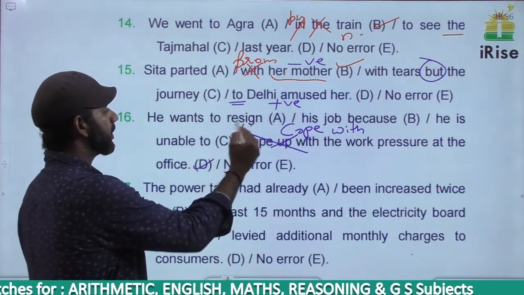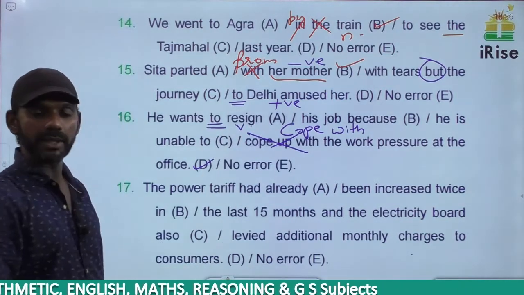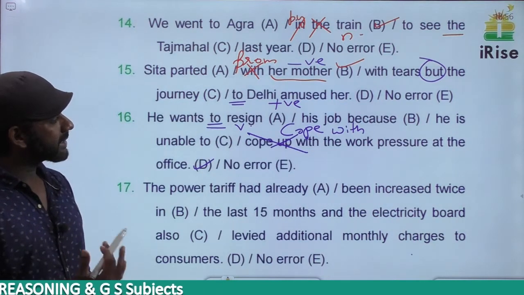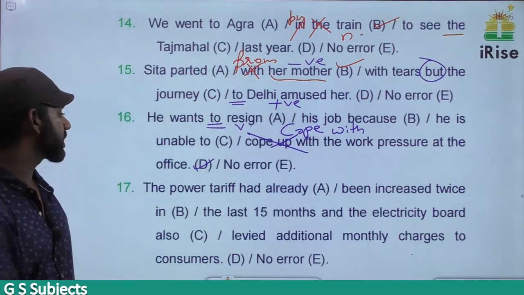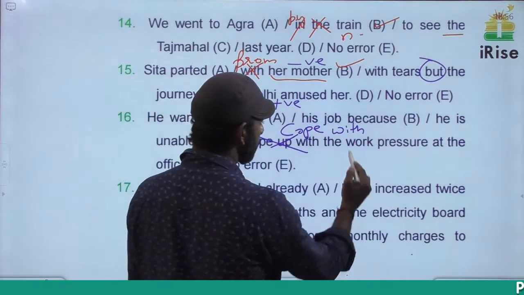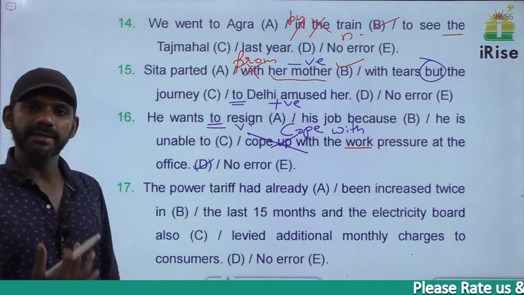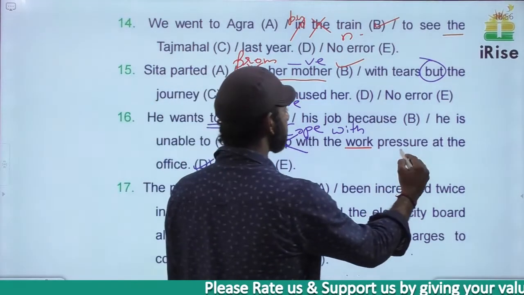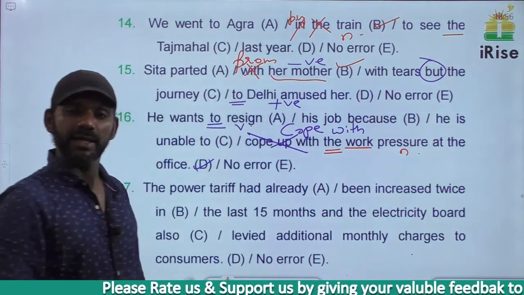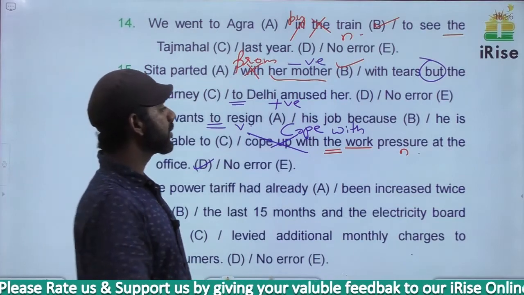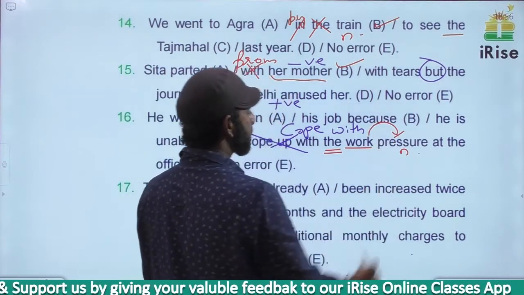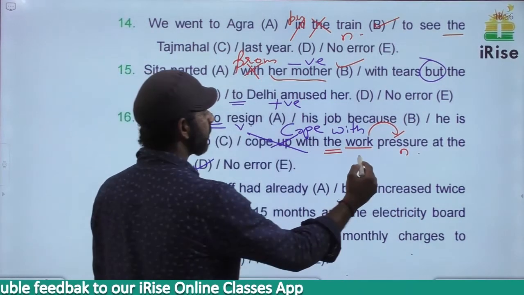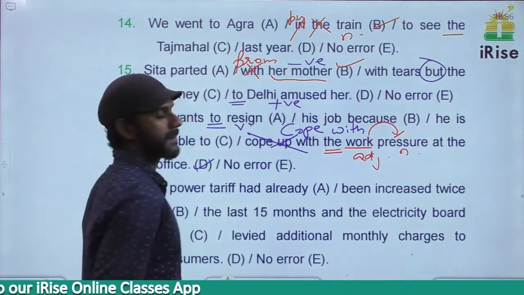Resign is a verb. Because always to plus V1 is termed as infinitive. He is unable to cope with the work pressure at the office. What is the part of speech of work here? The work pressure. The work pressure means pressure becomes a noun because of the article the. Work pressure, in the sense, the word work describes pressure. Pressure is a noun. Any word that describes a noun is called an adjective. So the word work becomes an adjective.